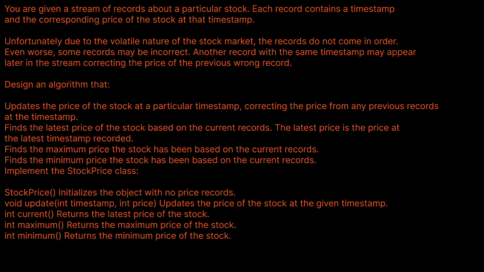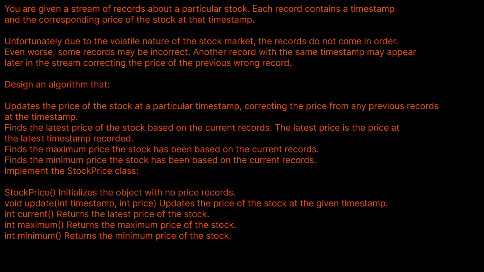Today we're going to be solving Leetcode problem 2034, stock price fluctuation. You are given a stream of records about a particular stock. Each record contains a timestamp and the corresponding price of a stock at that timestamp. Unfortunately, due to the volatile nature of the stock market, the records do not come in order.